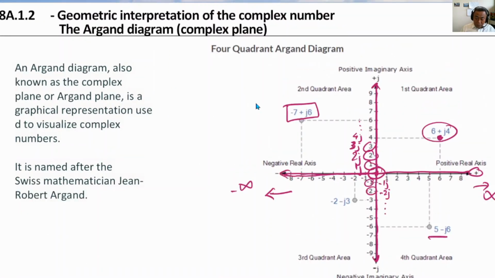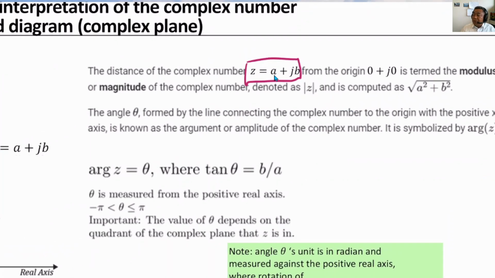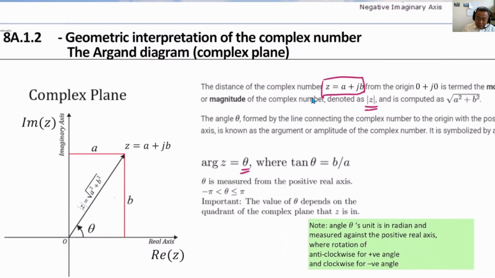We now continue to introduce some notations that are convenient for us when we want to represent complex numbers on the complex plane. This z equals a plus jb is the complex number represented in the rectangular form. We have another form which is called the polar form. To represent complex numbers in the polar form, we need the magnitude and the angle. Okay, so where's the magnitude and angle?